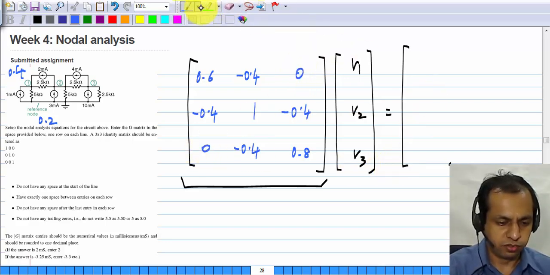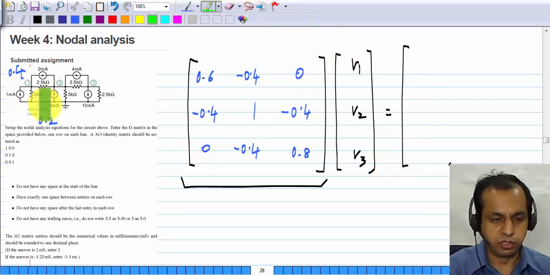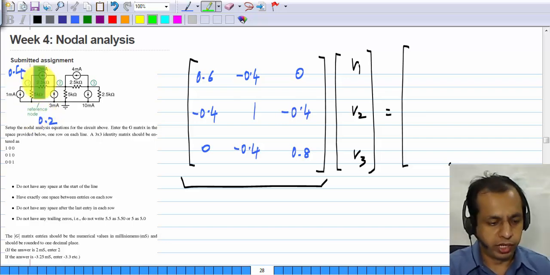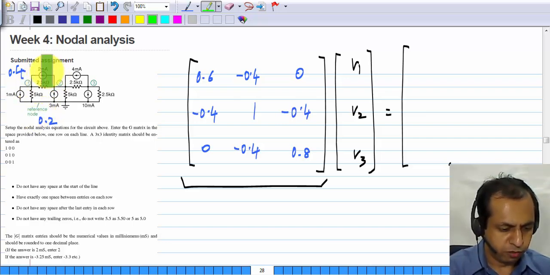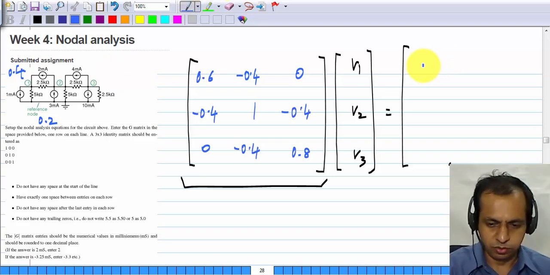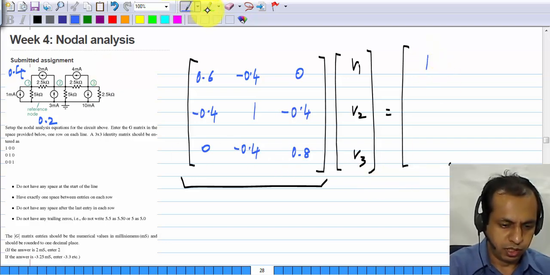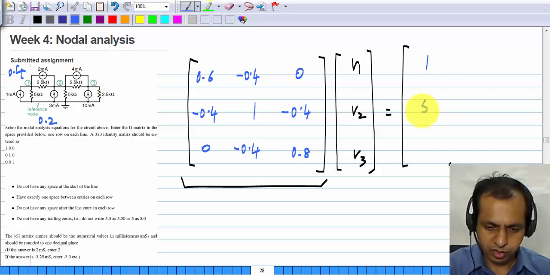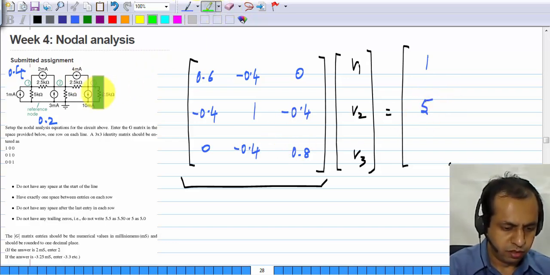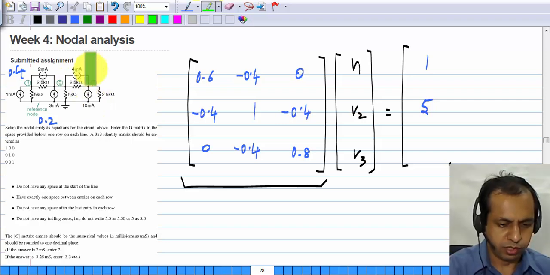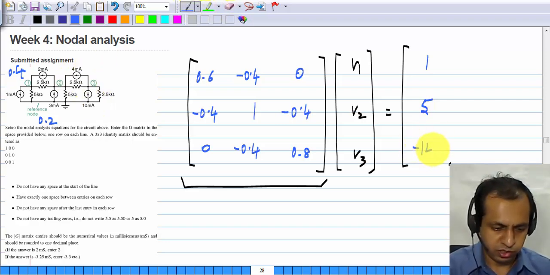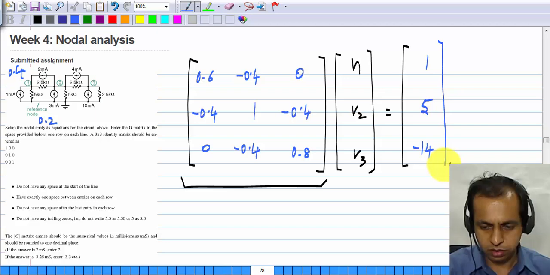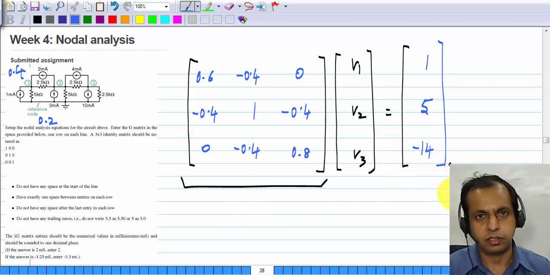The right hand side of course is the independent sources which are going in. So into node 1 we have plus 2 minus 1, so this is 1 milliamp. At node 2 we have plus 3 plus 4 minus 2, so that is 5. And finally at node 3 we have minus 10 minus 4, so minus 14. Okay, so that's the setup.